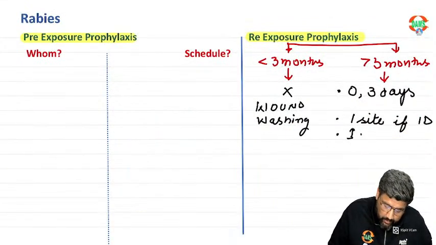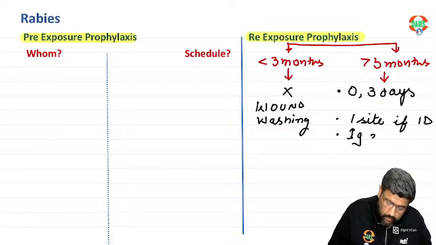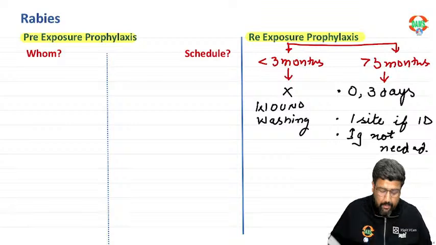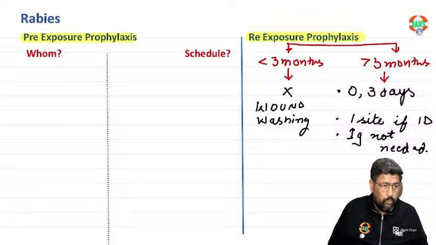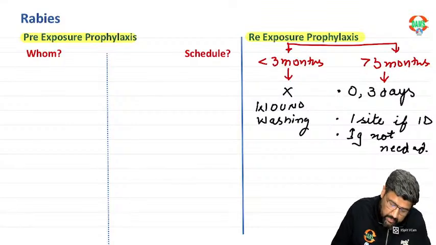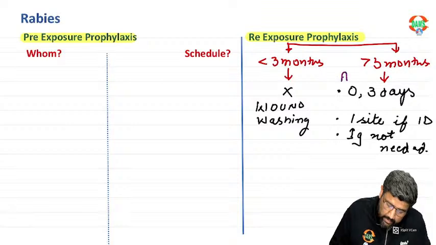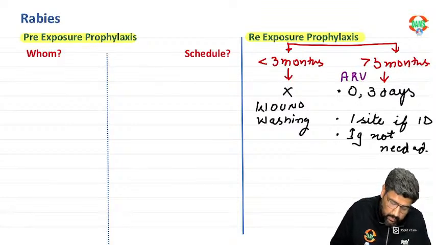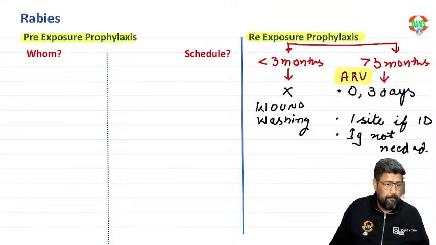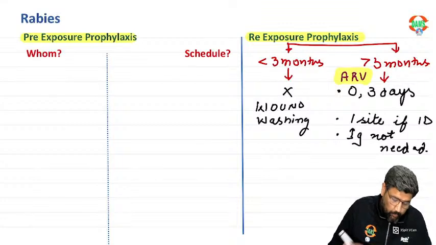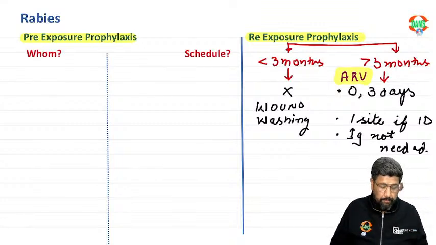Immunoglobulin is not needed, only given once in life, right? So 0, 3 days, yes, obviously, ARV is given on 0 and 3 days. Rabies vaccine is given on 2 days, right? Sorted.